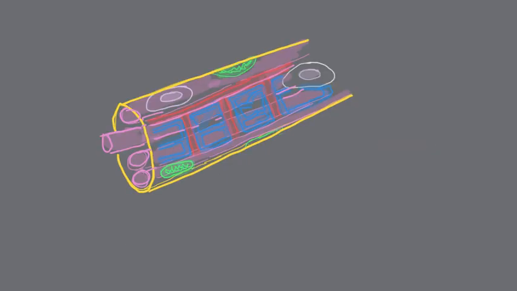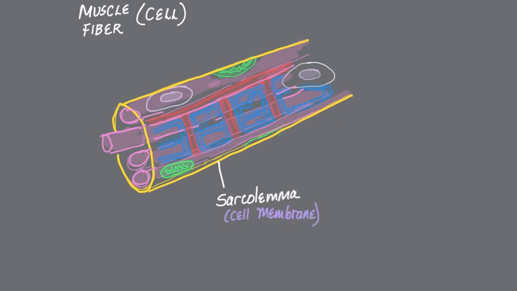The muscle fiber is really a modified cell. The function of this cell is to contract and relax, so the muscle fiber is highly modified from a regular cell. So let's take a look at some of these modifications. Let's start with the cell membrane. The cell membrane of a muscle fiber is called the sarcolemma. Sarcos means flesh and lemma means peel or outer covering.